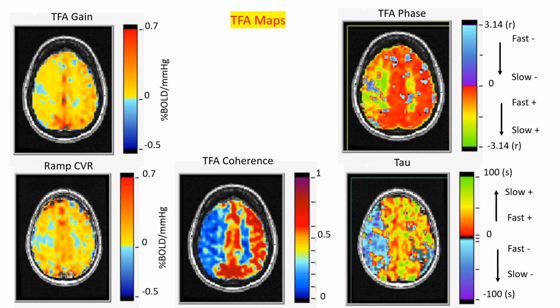TFA coherence is a measure of how consistent the relationship between the carbon dioxide stimulus and the BOLD response is over the time of the sequence. So TFA is an alternative analysis that can be used by itself or as a double check of the linear regression CVR measurements.